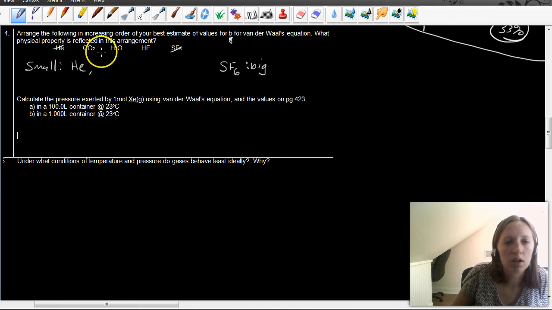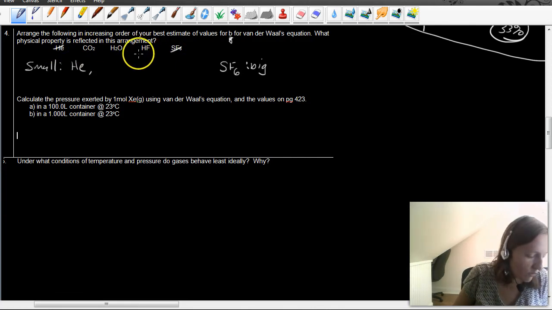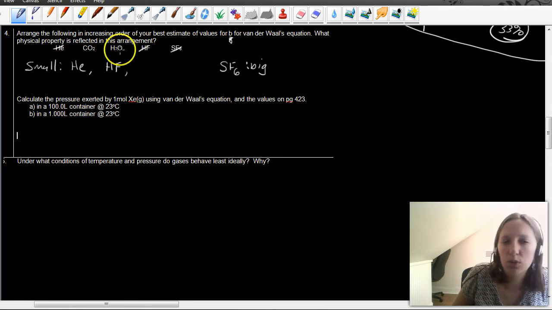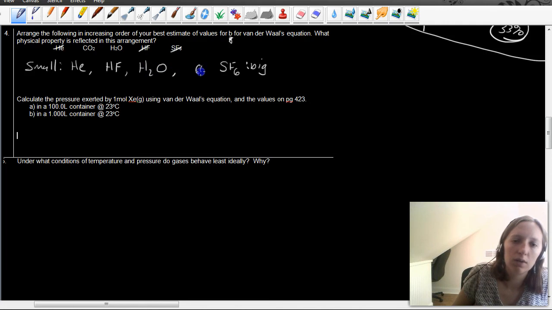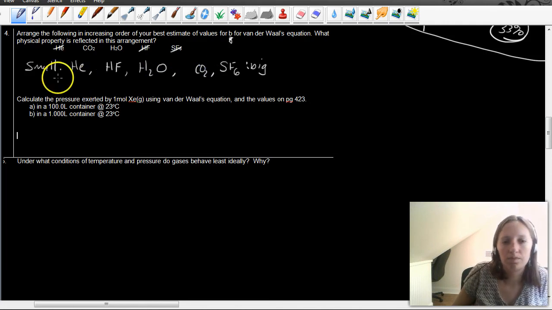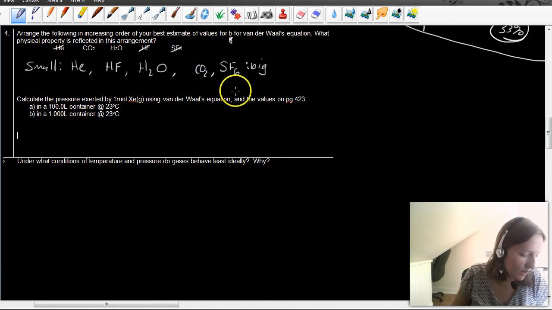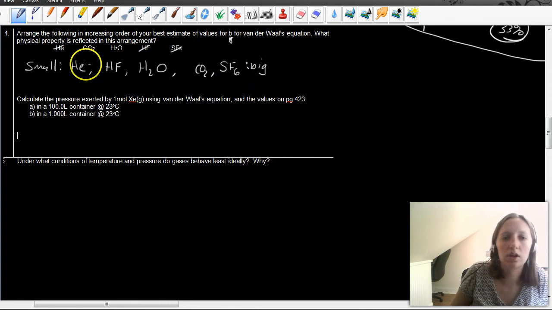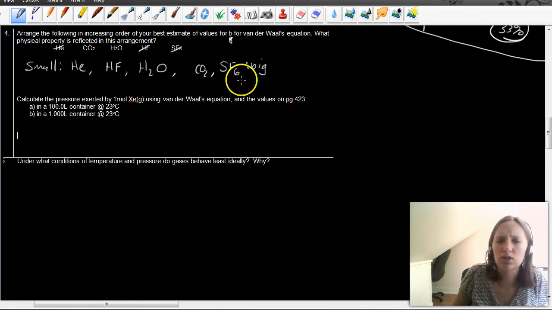Now these three, we've got carbon dioxide, water, and hydrofluoric acid. That one's next in terms of size. Now for water or carbon dioxide, water's going to be smaller because it's got a mass of 18 and carbon dioxide has got a mass of 44. So water and then carbon dioxide. And if you go and look in your book, I think that's a correct list, although I'm not sure they list all of them.